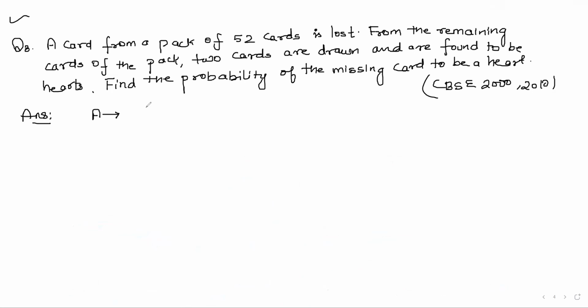A card is lost. Again, read the question. From the remaining cards of the pack, two cards are drawn and are found to be heart. Find the probability of the missing card to be heart. So what is given here? Anyone? Yes, Nabil? No, sir. No. Atif, what is A here? No idea, Atif?